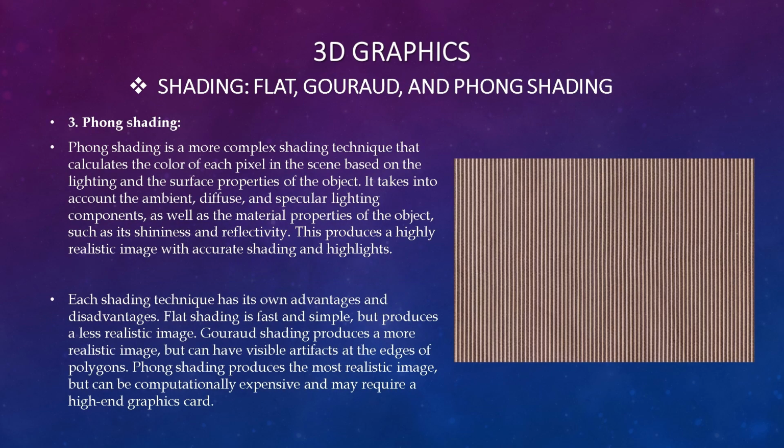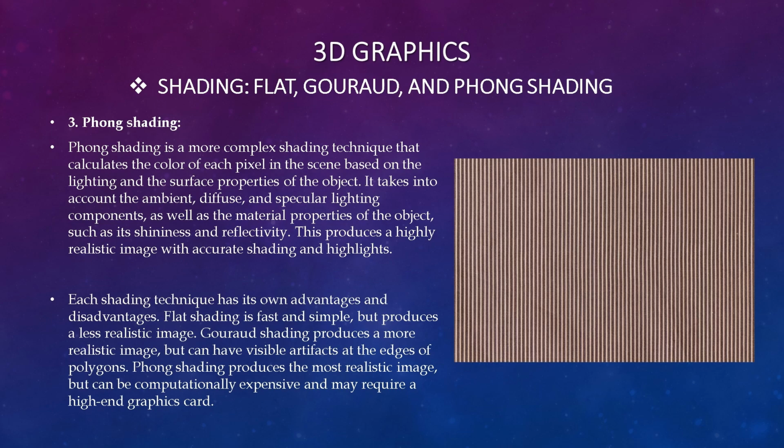3. Phong shading. Phong shading is a more complex shading technique that calculates the color of each pixel in the scene based on the lighting and the surface properties of the object. It takes into account the ambient, diffuse, and specular lighting components, as well as the material properties of the object, such as its shininess and reflectivity. This produces a highly realistic image with accurate shading and highlights.